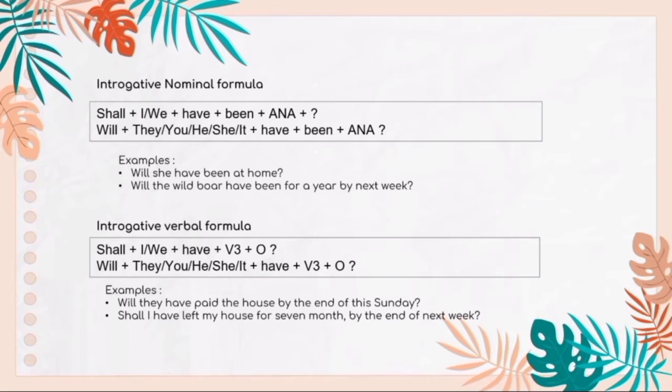And interrogative verbal formula: shall plus we or I plus have plus verb 3 plus object. Will plus they, you, he, she, it plus have plus verb 3 and object. Examples: will they have paid for the house by the end of this Sunday? Shall I have left my house for 7 months by the end of next week?